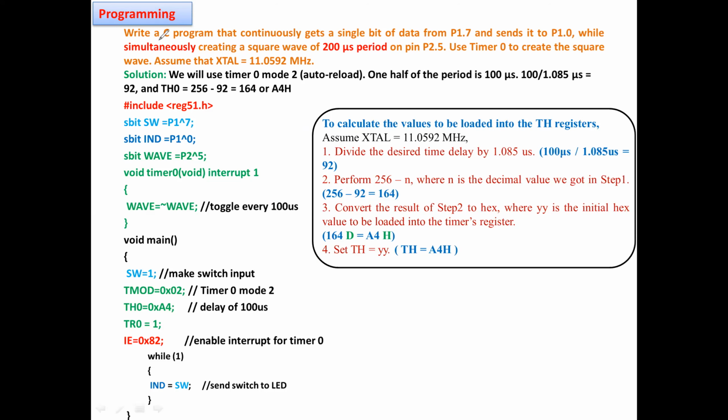Write a C program that continuously gets a single bit of data from a port pin and sends it to port P1.0. For this, they have assigned SW equal to a switch. Some switch is connected to a particular pin, so whatever the switch status is will be moved to P1.0. Sending a single bit means it is a switch, which will send either 1 or 0.